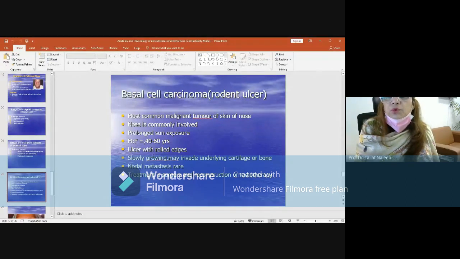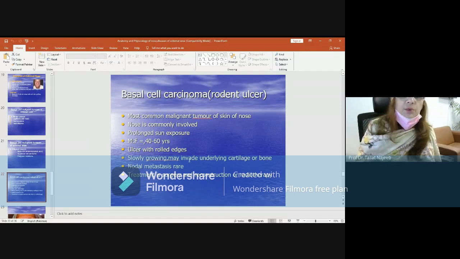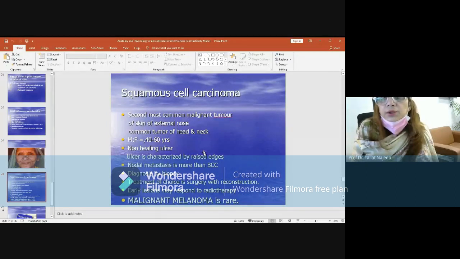So treatment is surgery and reconstruction. In surgery, you will remove the tumor along with some healthy margins, and then reconstruction. This raw tissue will be replaced by healthy skin, and the graft is taken from another part of the body. You can see this basal cell carcinoma over the bridge of the nose. Then squamous cell carcinoma, the most common malignant tumor of head and neck region, and second most common tumor of skin.